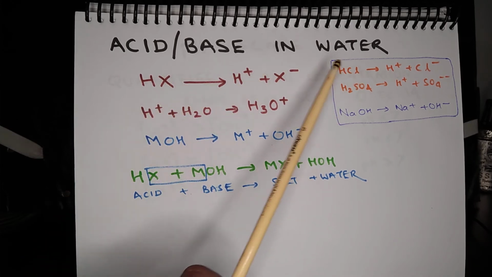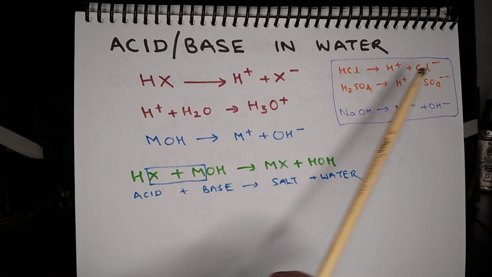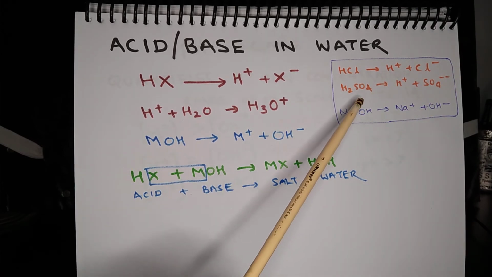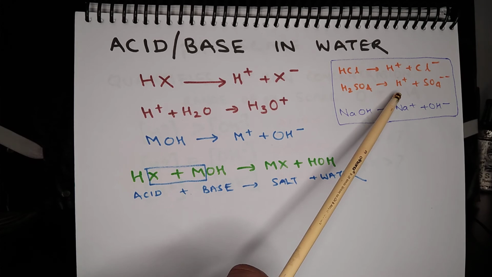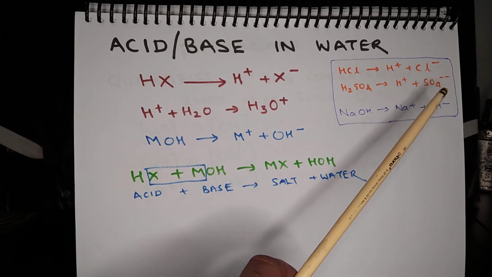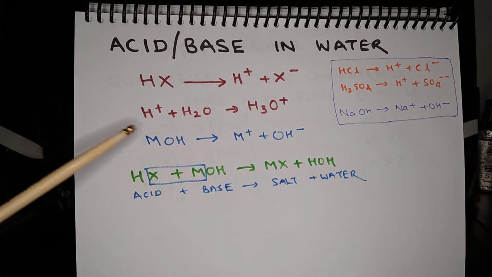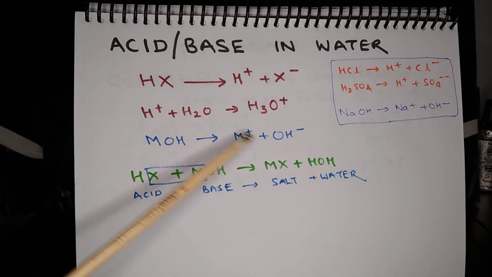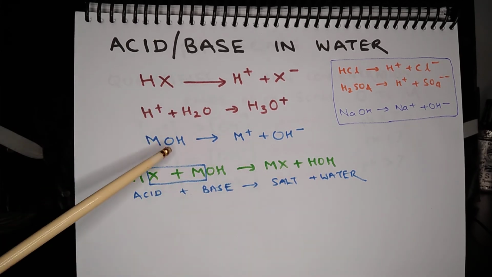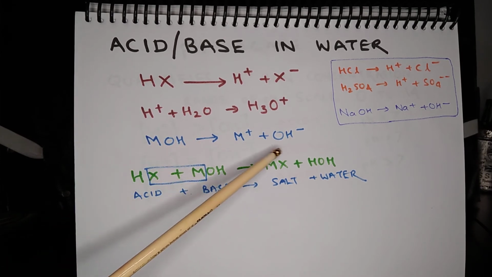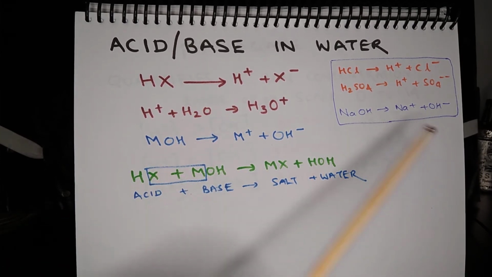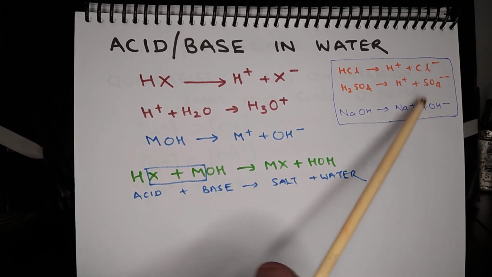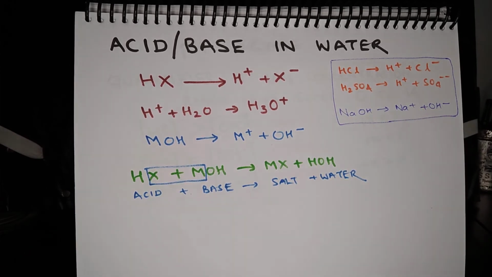Okay, so for example, when HCl is dissolved in water, it gives H plus and Cl minus ion. When H2SO4 is dissolved in water, it gives H plus and SO4 double minus ion. When a base is dissolved in water, it gives the metallic ion, that is M plus, M stands for metal, and OH minus ion. This is called hydroxide ion. So for example, Na plus and OH minus ions are obtained when NaOH is dissolved in water.